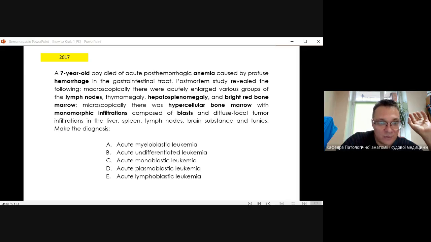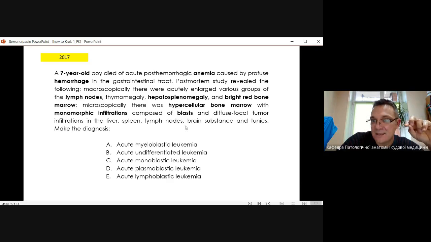What did you answer? You already started to answer. Okay. No, wait. You see the monomorphic infiltration composed of blasts and diffuse focal tumor infiltration in the liver, spleen, lymph nodes, brain substance, and tunics mucosa.